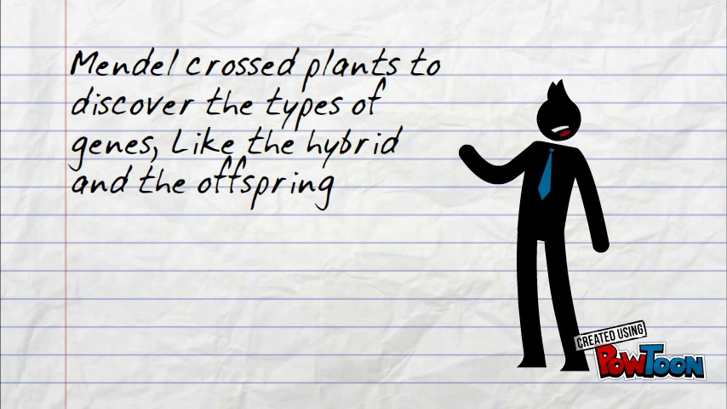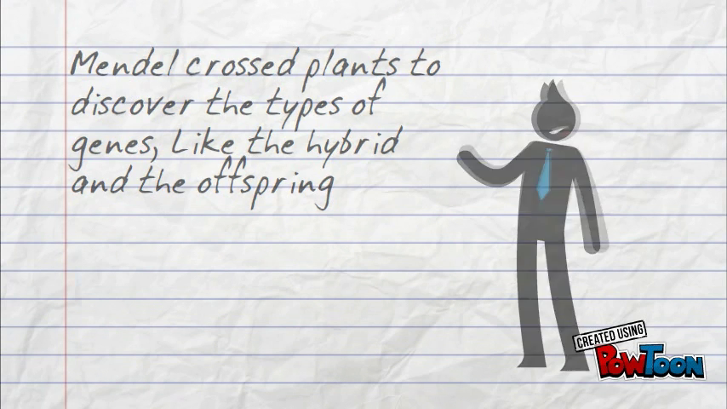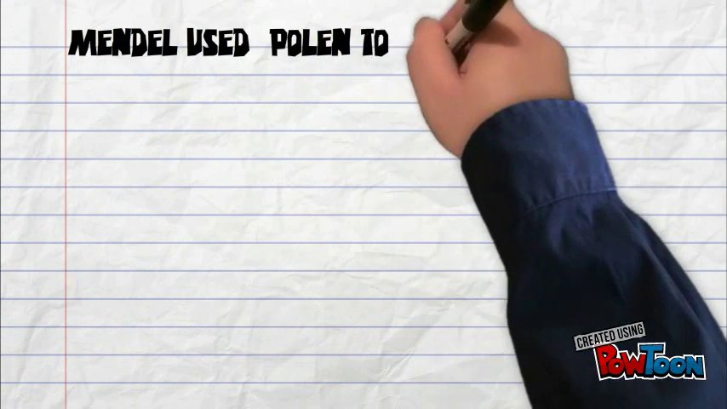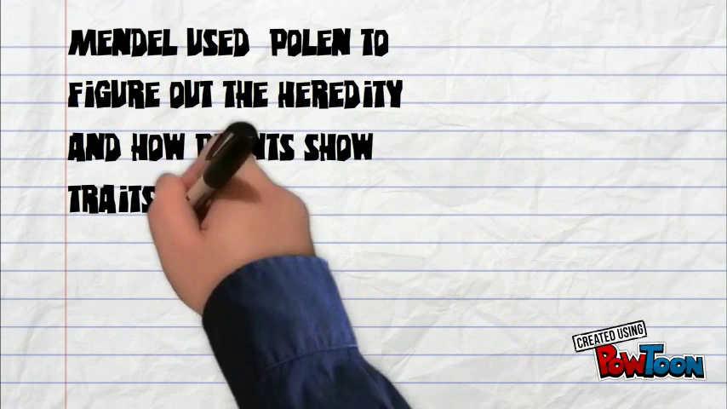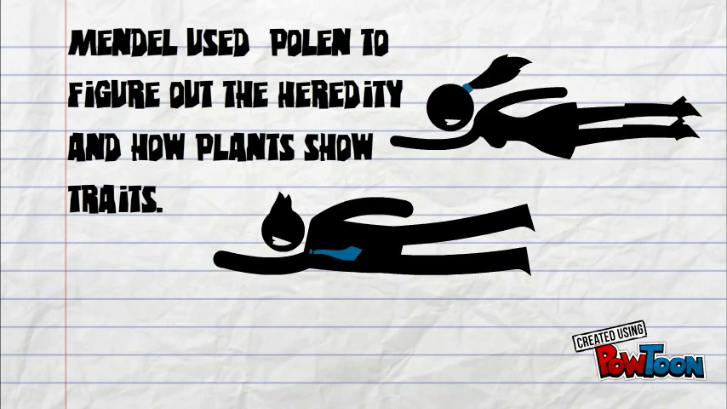Mendel crossed different types of plants to discover the type of genes, like the hybrid and offspring. For this, Mendel used pollen to figure out heredity and how plants show their traits.